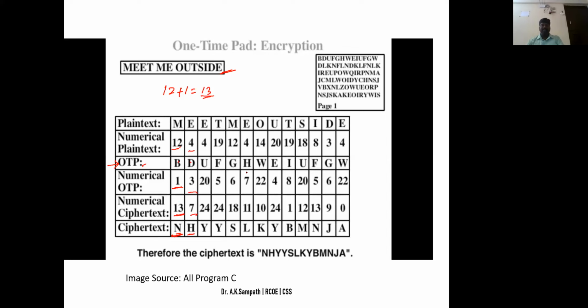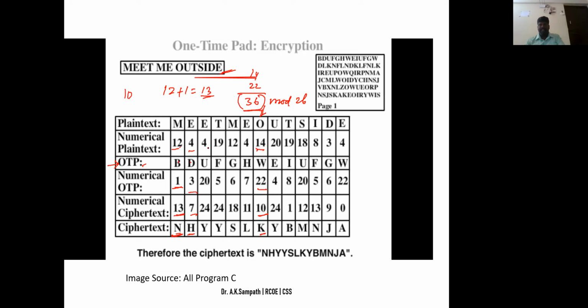Right? There are some cases where you will get more than 26. In that case, what will you do? For example, I'll take this example where the plain text is O and the key is W. So 14 plus 22, you will get 36. Now, this has to be applied with mod 26. What value will you get? 36 minus 26, you will get 10. 10 is equal to the character value K. I hope it is clear.